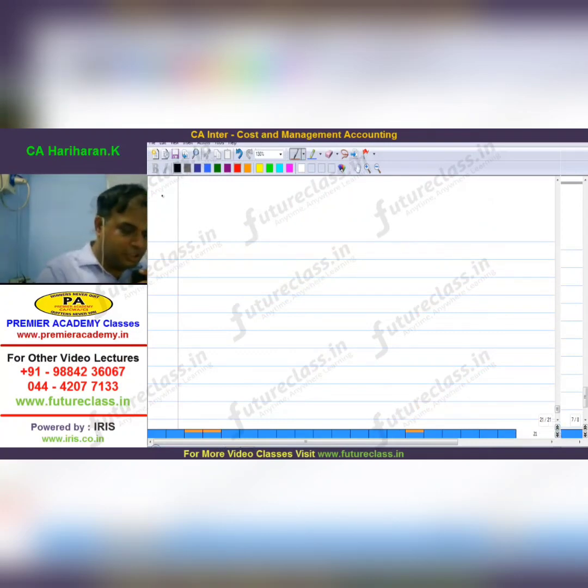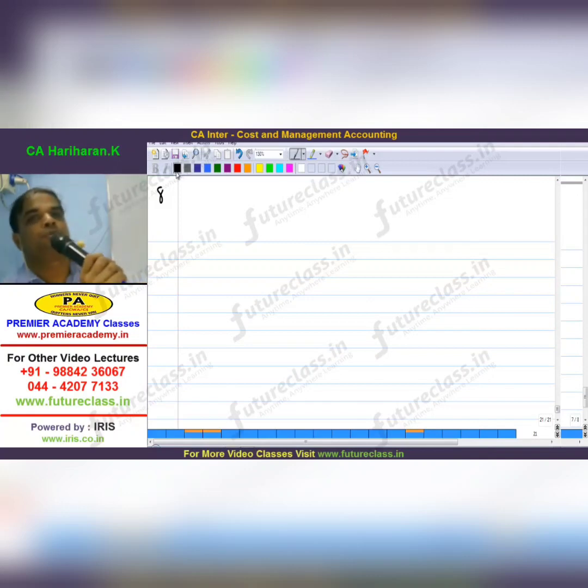Go to problem number 8, the 8th question. Material HSLM, code number 9163. Monthly usage 250 pieces. Cost of placing and receiving one order is rupees 60. Cost of material is 10 rupees. Carrying cost 10% on inventory value. Find EOQ and verify.